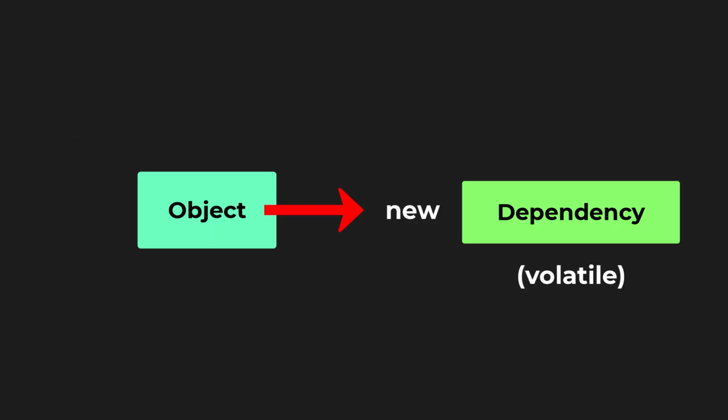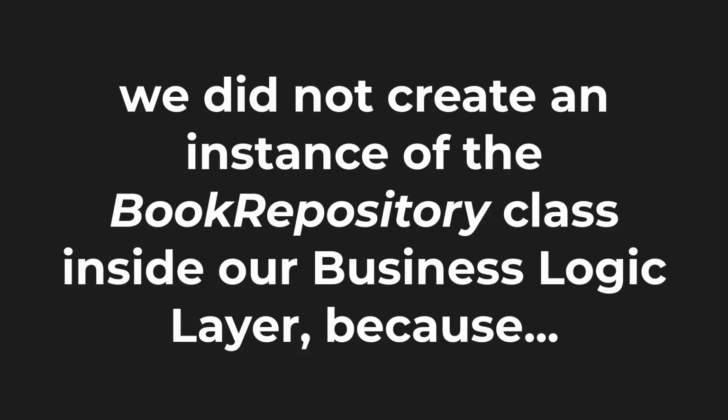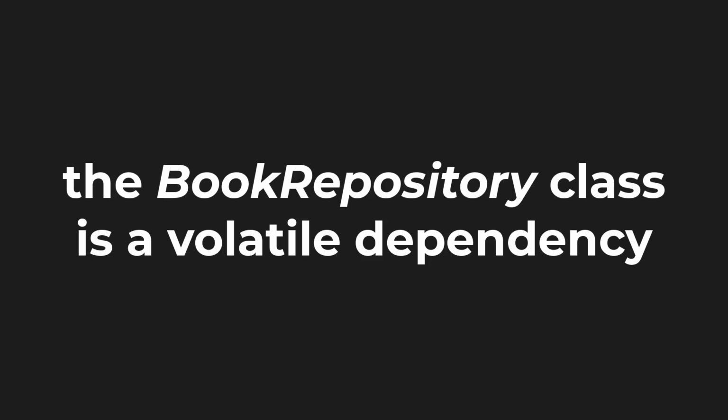Now, it's for volatile dependencies that we should avoid instantiating them directly using the new keyword and instead program to an abstraction and use dependency injection. For stable dependencies, it's okay to instantiate them directly. For example, in the previous video, we did not create an instance of the BookRepository class inside our business logic layer because the BookRepository class is a volatile dependency.